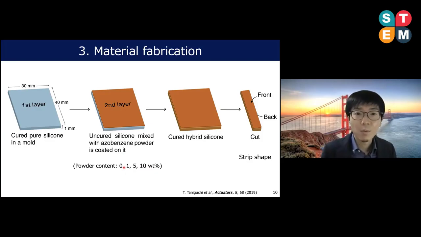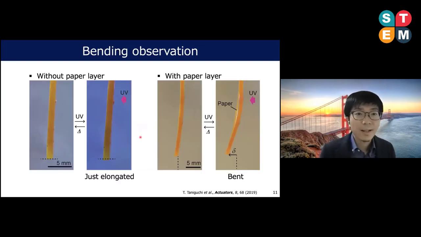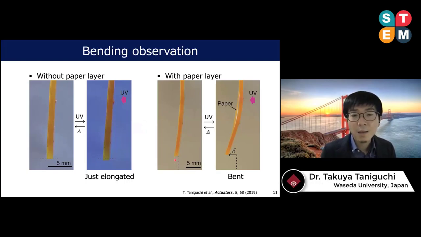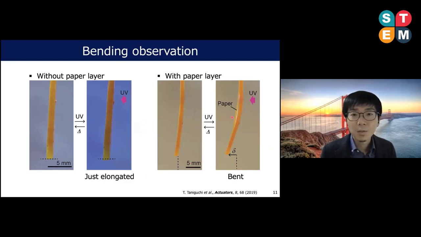Anyway, there I observed the bending behavior of the hybrid silicone. At first, I observed hybrid silicone without anything. Such a polymer just exhibits elongation upon photo irradiation. But when attached to paper, the hybrid silicone bent upon UV light irradiation. This is because the paper layer restricted the elongation on one side, but the other side, in this case the irradiated surface, can elongate. So, as a result, the hybrid silicone can bend like this.